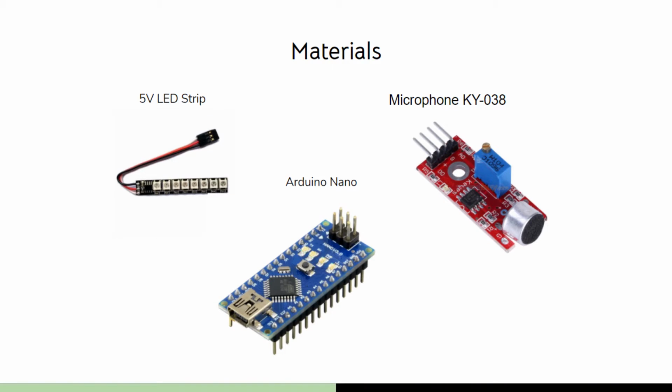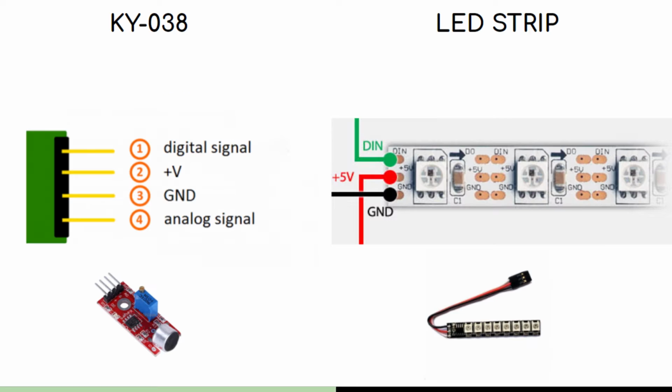The materials that we were using: a plus 5 voltage LED strip with 3 pinouts, Arduino Nano, microphone KY038, which is the most sensitive and cheapest microphone that you can buy for Arduino. The pinout for the microphone: there are 4 pinouts, which are the digital signal, which we're not using in this project, plus voltage, ground, analog signal. LED strip with 3 pinouts: data input, plus 5 voltage, and ground.